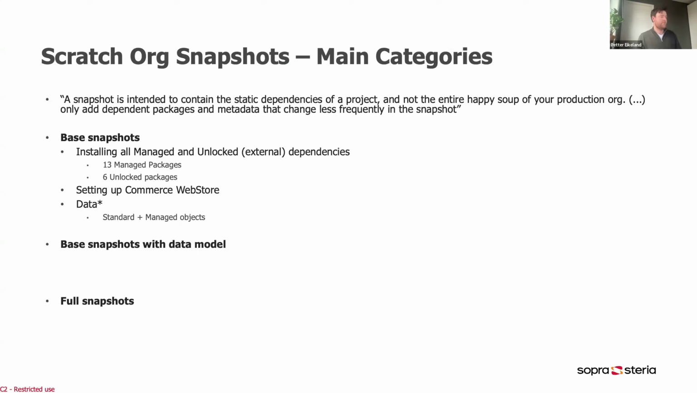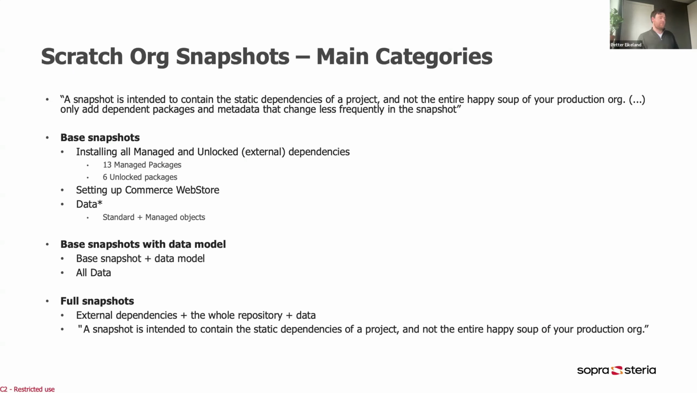So based on your project, if you've already started to modularize, maybe you have a structure of your code base or packages where you have a data model base package, then perhaps you can try and mess around with having a base snapshot with your data model, because that would enable you to actually insert most, if not all, the data needs that you want in that Scratch Org snapshot. And finally, full snapshots. That really means the whole repository, a production-like image that you can create your Scratch orgs from.